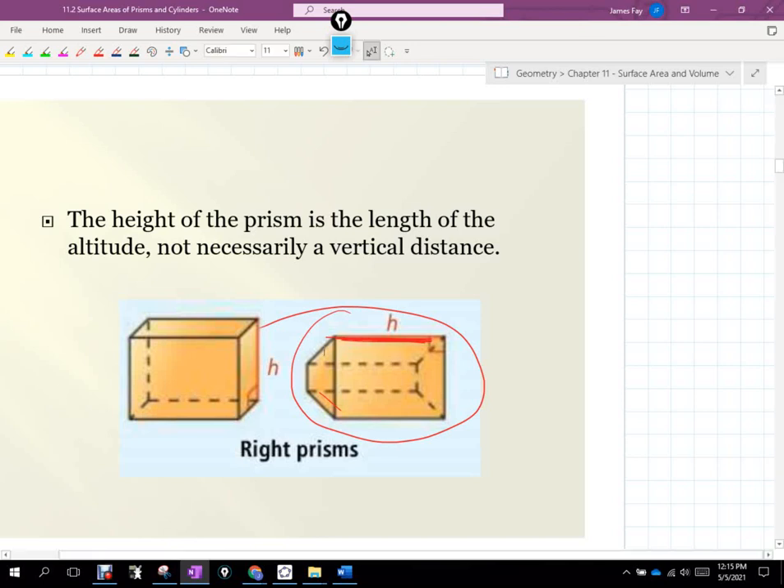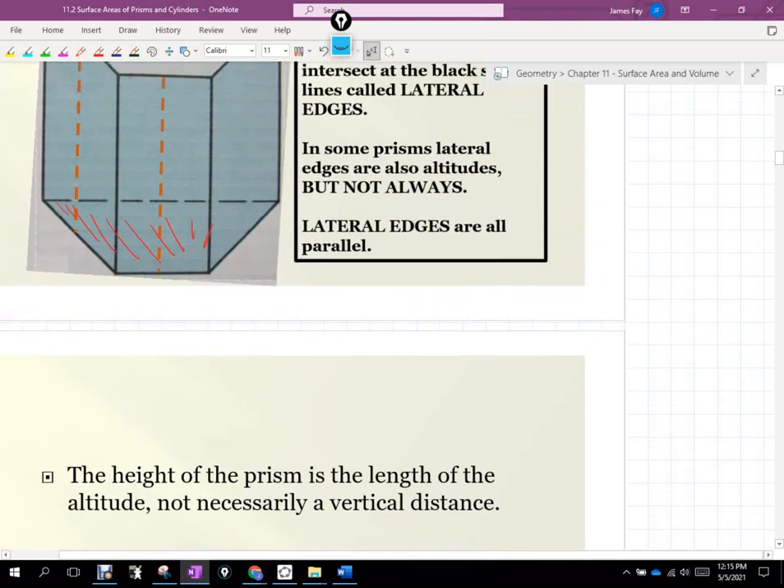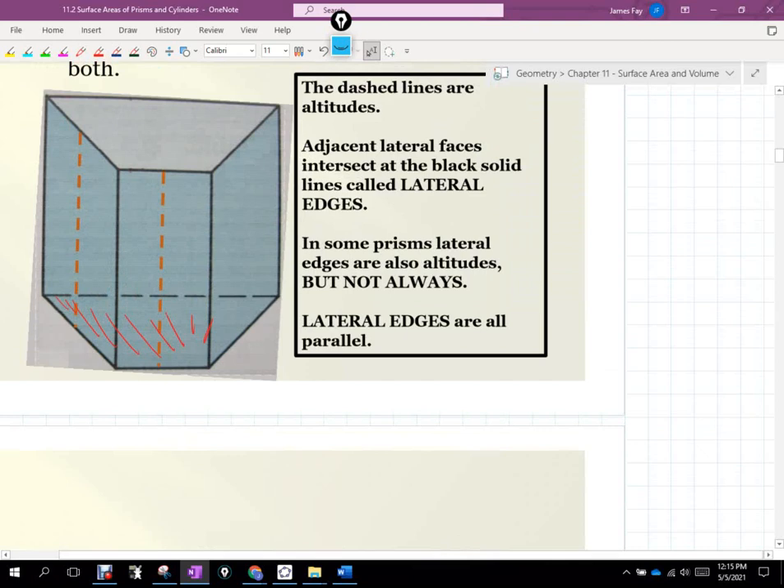If we can identify the bases first, and then remember that the altitude is the distance between those two shapes, you're going to be fine with this stuff. But that is the one main concept that people struggle with: identifying what H has to be. And H is the letter we use to identify altitude. Okay?